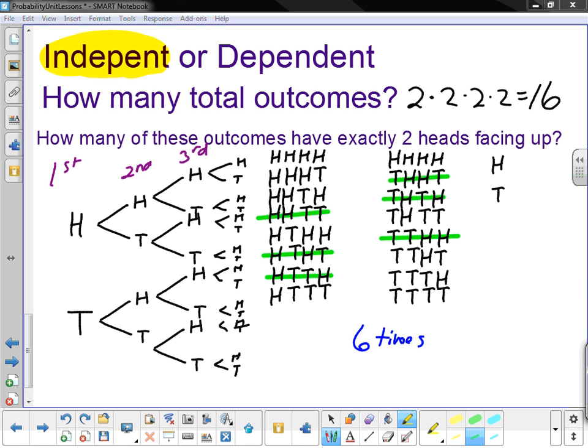Okay, so now that's the first part of our lesson. Just figuring out if they're independent or dependent events and calculating the number of possible outcomes using the basic counting principle or the fundamental counting principle. Make sure you watch the second part of this.